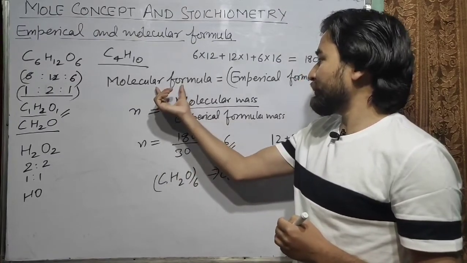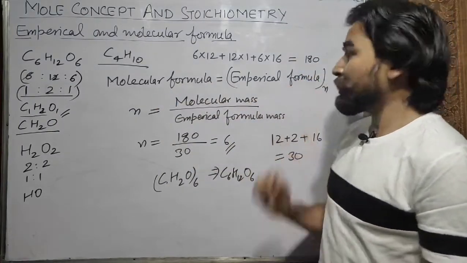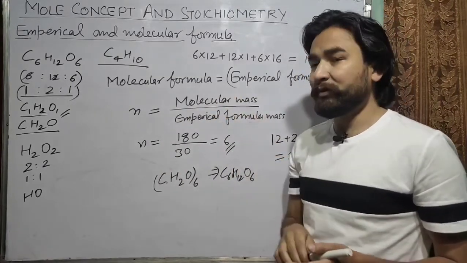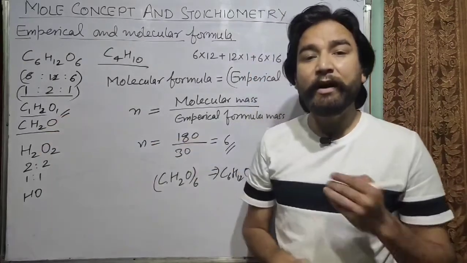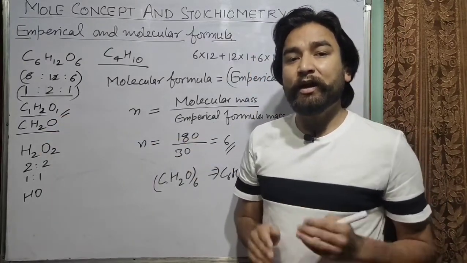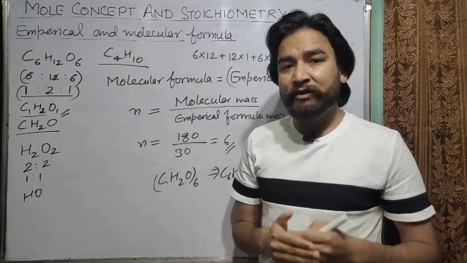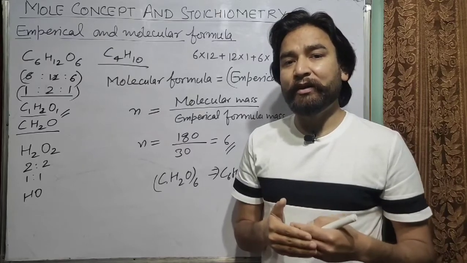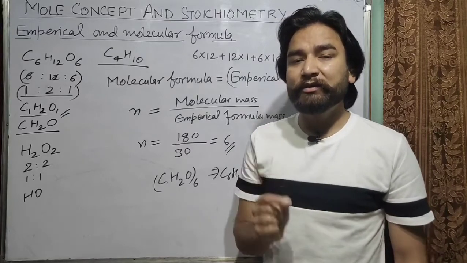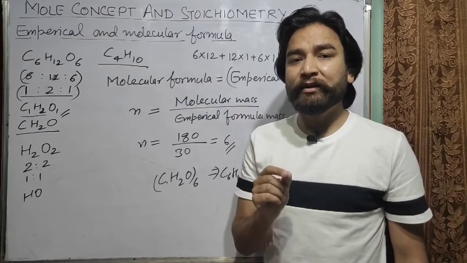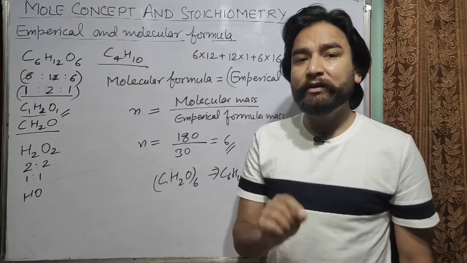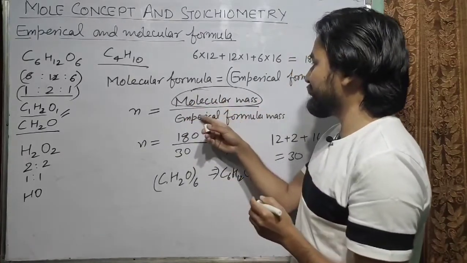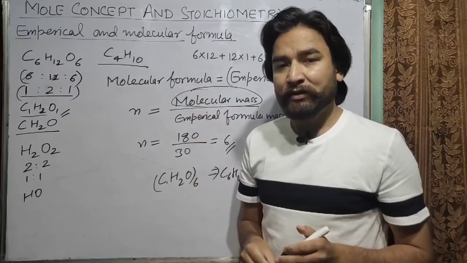So molecular formula of the compound is given by empirical formula whole n, where n is molecular mass divided by empirical formula mass. Empirical formula mass can be calculated with the help of empirical formula. So now we will see some numericals on which we can calculate empirical formula, and then with the help of empirical formula we can calculate molecular formula. Remember one thing, that with the help of empirical formula you can calculate molecular formula only when the molecular mass of the compound is given. If the molecular mass is not given, you cannot find out the molecular formula.